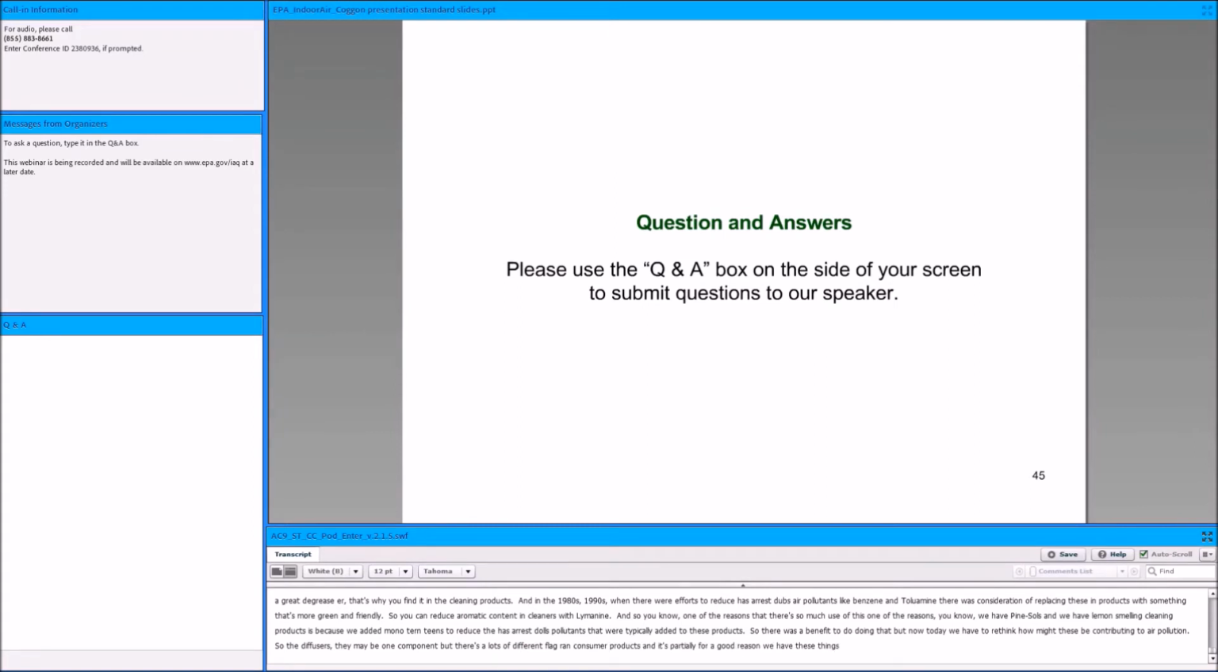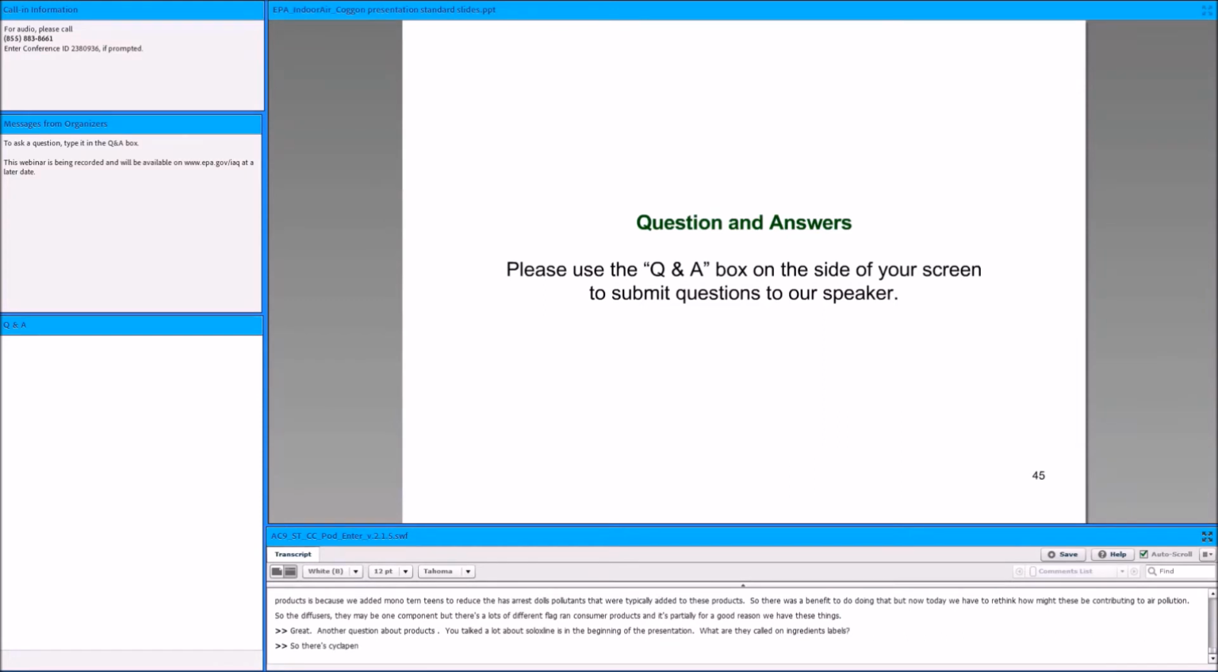Great. Another question about products. You talked a lot about siloxanes in the beginning of the presentation. How are siloxanes, or what are they called on ingredients labels? So there's cyclopentasiloxane, a big one, cyclopenta-methyl-siloxane. They're called dimethicone. They can also be called cyclodimethicone. And it's not just D5-siloxane that's in these products. There are linear siloxanes. And often if there's a silicone component to your products, it would typically contain siloxanes.